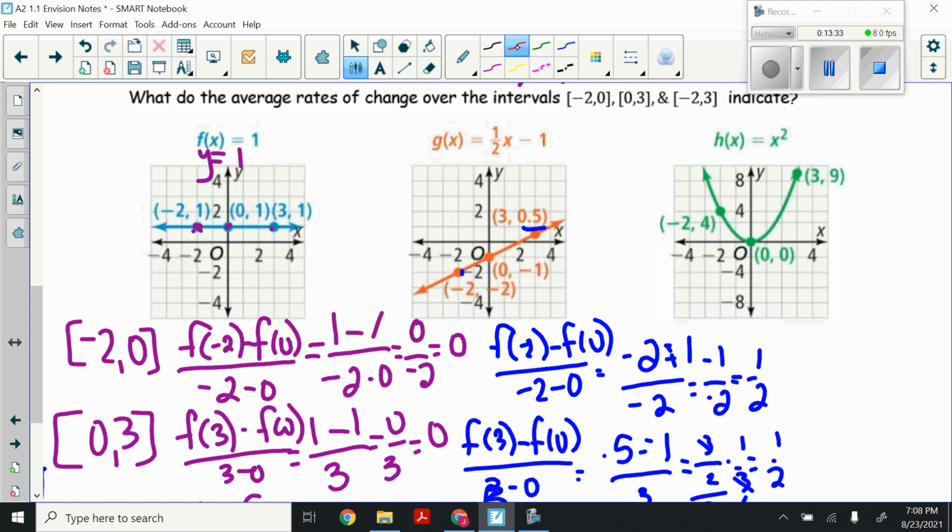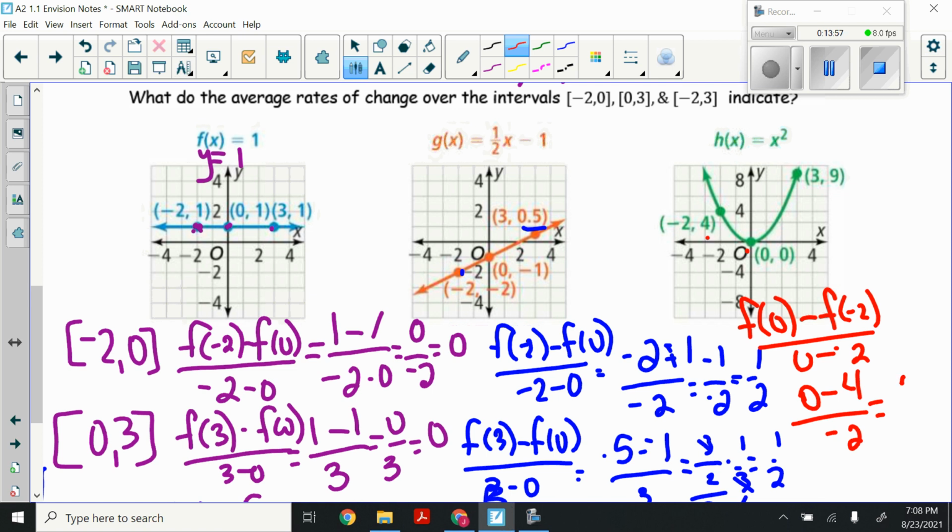So again, we're going to do -2 to 0. So I'm going to do f of 0 minus f of -2 over 0 minus -2. And f of 0, so when x is 0, my y is 0. So I have 0 minus, when x is -2, my y is 4. So 0 minus 4 over -2. -4 divided by -2 turns to +2. So on this interval right here, my parabola has a slope of +2. That's what that's telling me.